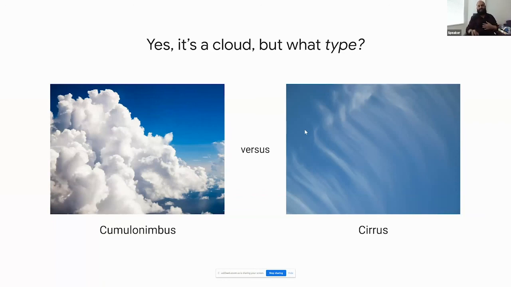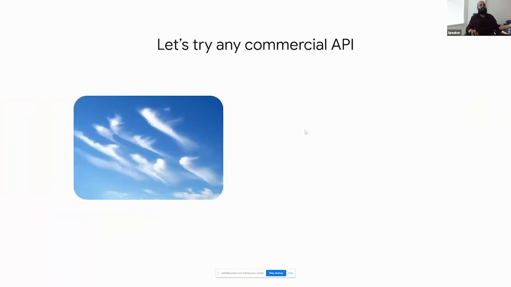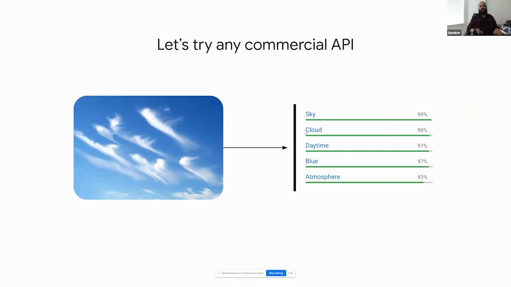Now, I can say this as a weather person, but imagine if I give it to any commercial API, this is what it gives you. It just says cloud, daytime, blue, atmosphere. So the commercial APIs are not designed for your use case. By the way, always look at whether there is any API already open. 80% of the time I have seen startups, products and companies trying to reinvent the wheel. The approach I generally take is to put it into a commercial API and see if there is an answer coming out.